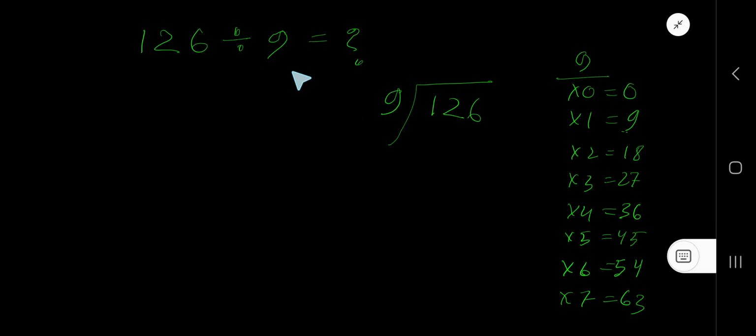126 divided by 9. Here 9 is a divisor, so we need the multiplication table of 9. 9 times 0, 0. 9 times 1, 9. 9 times 2, 18. 9 times 3, 27. 9 times 4, 36. 9 times 5, 45.